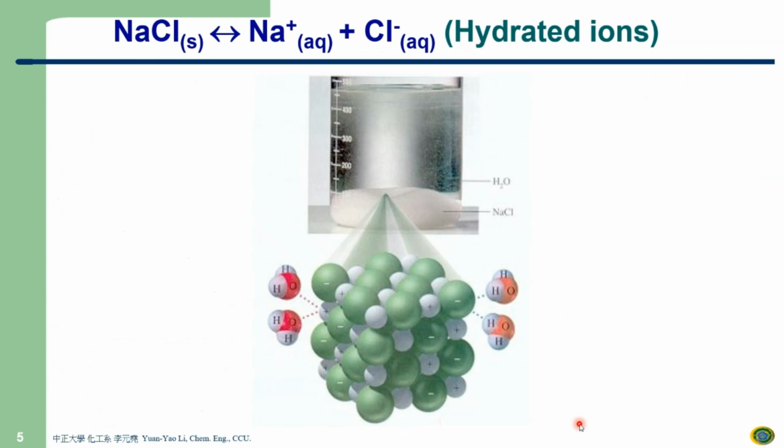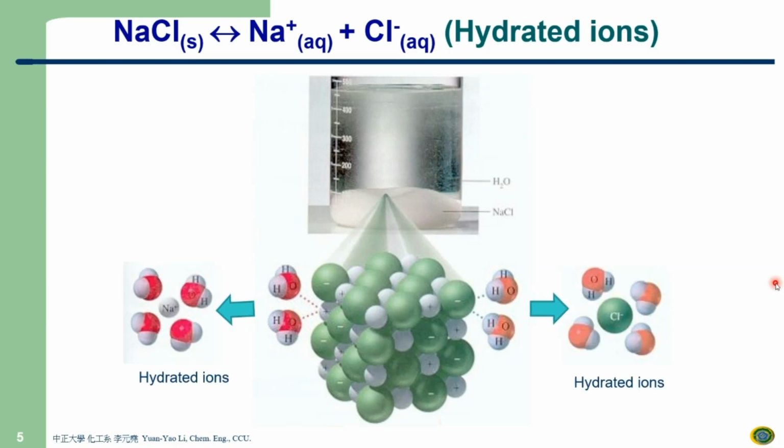So this is what we know, that if you put sodium chloride into the water, the anion will be taken away by the proton, the hydrogen, right? And the cation, which is the sodium, will be taken away by the oxygen. Okay. So this is what we find, and this is what we call hydrated ions. Hydrated ions.